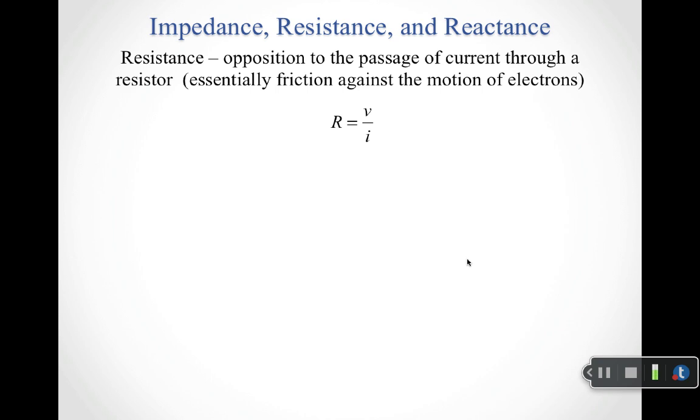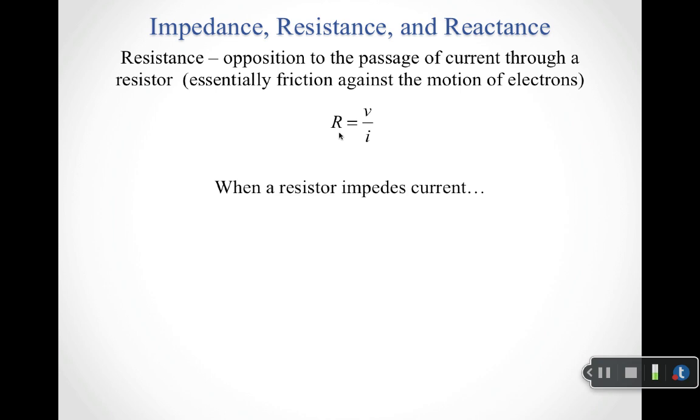Resistance. We said resistance is basically the opposition to the passage of current through a resistor. If you try to run current through some conductor, there will be some resistance, some opposition to that. Essentially, that opposition comes from, think of it as friction, as your electrons bang into each other trying to move through the conductor. And again, this is effectively just Ohm's law, V equals IR, where we've just rearranged it for the value of the resistance.